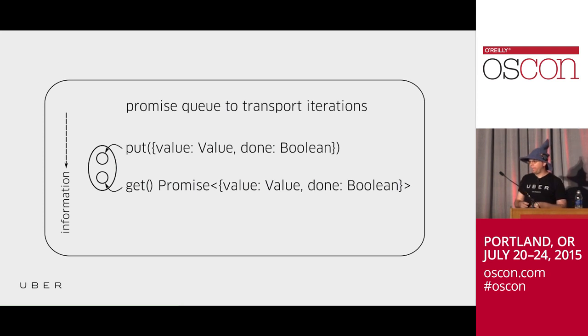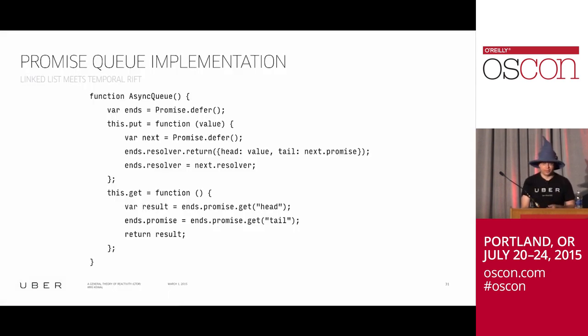So it occurs to me that once we have this promise queue thing, we can use this promise queue to transport iterator iterations. And since we have this iteration concept now, where the next method is going to return these iteration objects, we can create a promise queue of iterations. So we're going to call get, and we're going to get an iteration object that is going to say whether the sequence on the other side of the queue has completed or not, and what value it has sent us. And likewise, we're going to put iterations on one side and get iterations on the other.